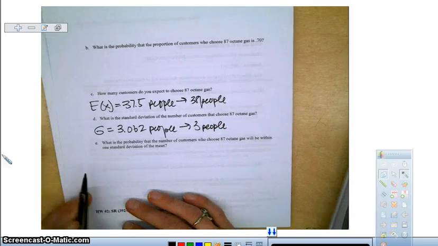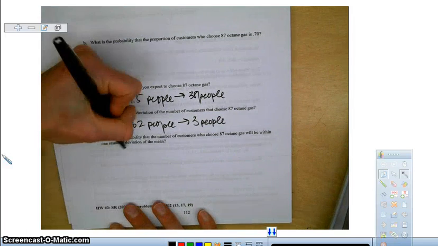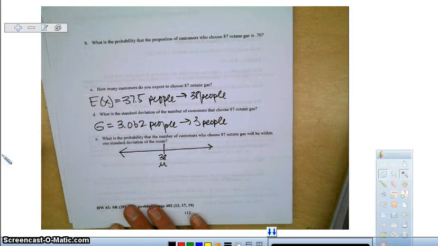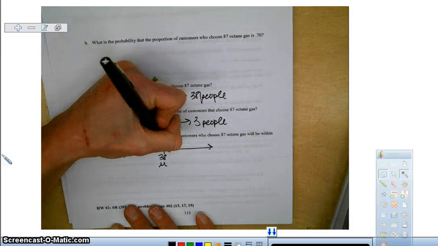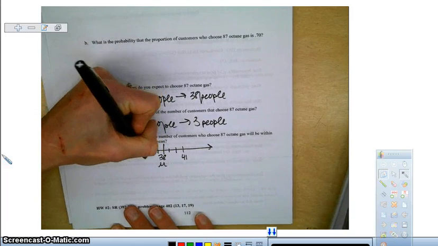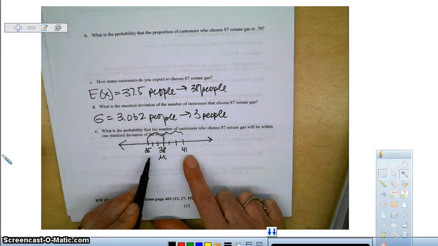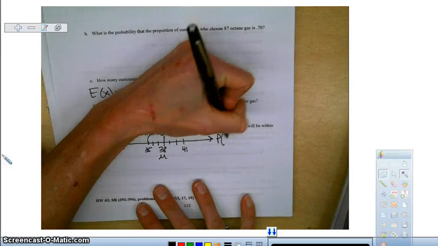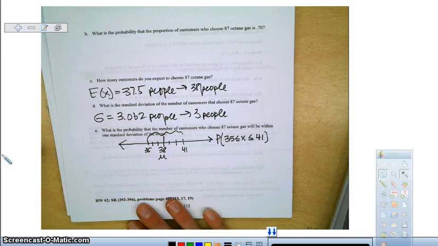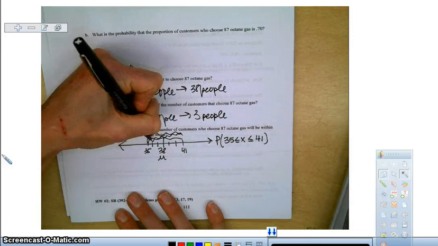And we need these because this asks, what is the probability that the number of customers who choose 87 octane gas will be within 1 standard deviation of the mean? So here's my 38 people. This is my mean, my expected value. 1 standard deviation within that is 41 people above and 3 people below, so 35. So we're looking at the probability that they fall in this little area right here. Basically that's the probability that 35 is less than or equal to x is less than or equal to 41.